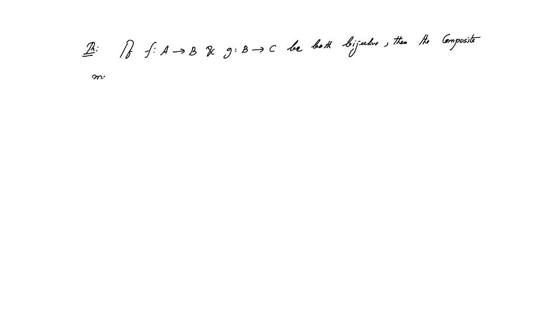Now we'll come to the next important theorem. The theorem is: if f: A to B and g: B to C be both bijective, then the composite mapping g composed f: A to C is bijective. This is theorem number 3.